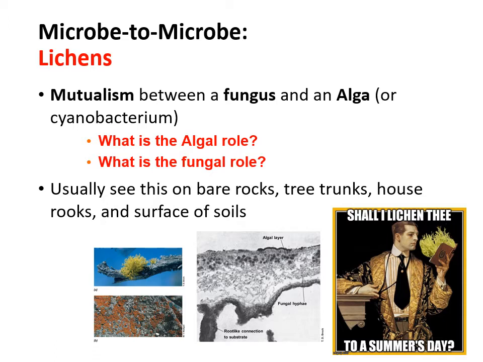Okay, so remember in lichens, the algae is photosynthetic and provides a food source or organic matter for the fungus. And the fungus is providing a safe structure, basically a nice little house protected from erosion.